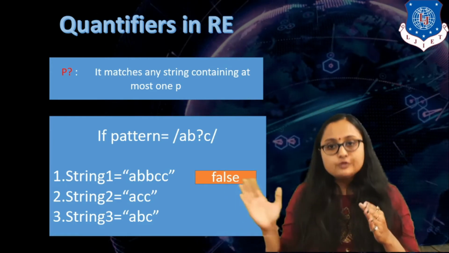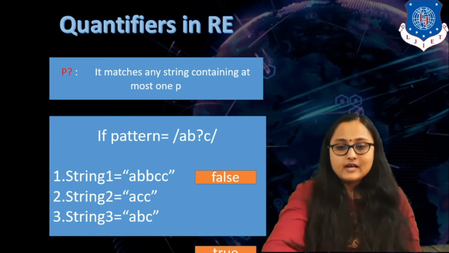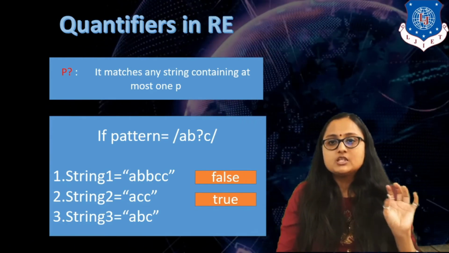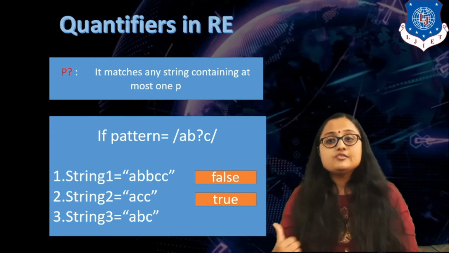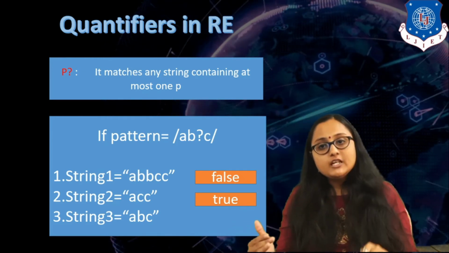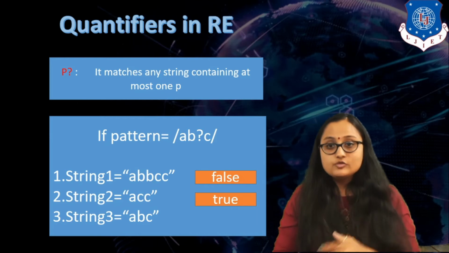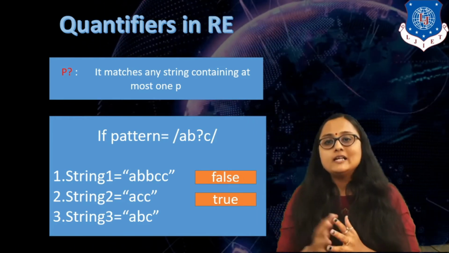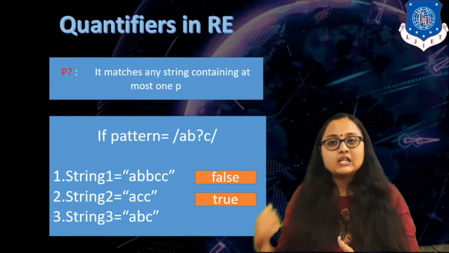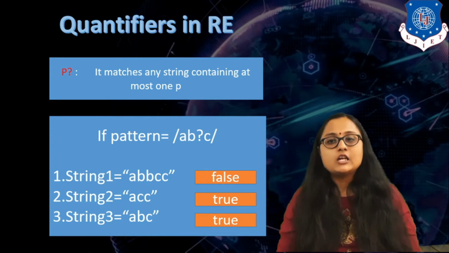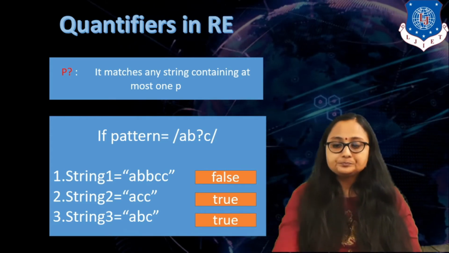So according to my pattern, this string is valid. Yes, this is valid because it is okay if my B is repeated 0 times. And the last string is A, B, C. So in between A and C, how many times is my B repeated? 1 time. So is it valid? Yes, because the question mark indicates 0 or 1 time repetition of B, and here B is repeated only 1 time. So this string is also valid according to my pattern.